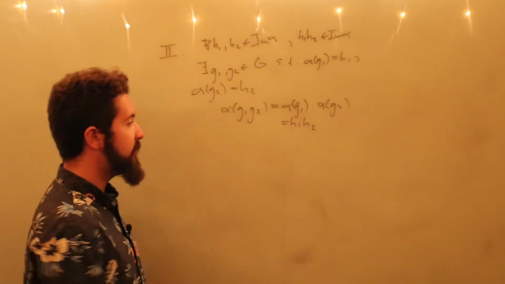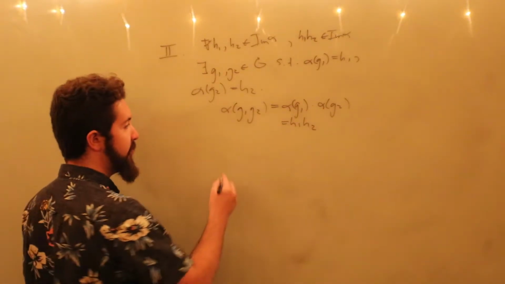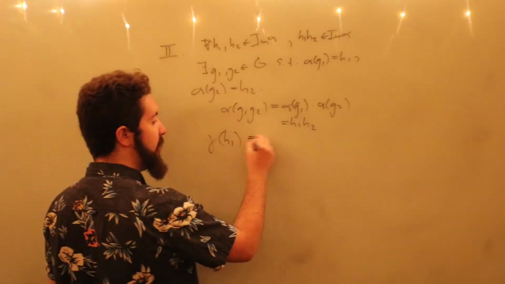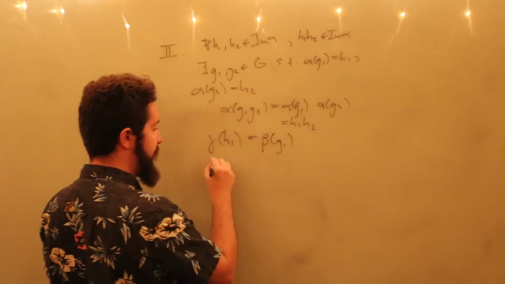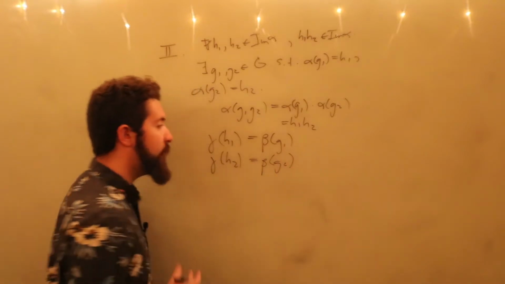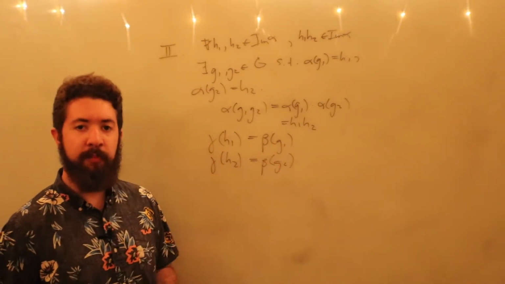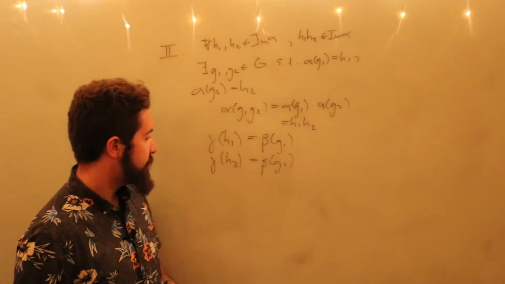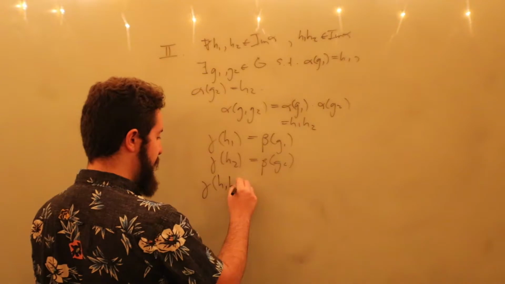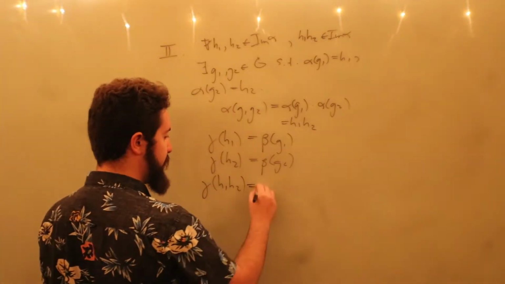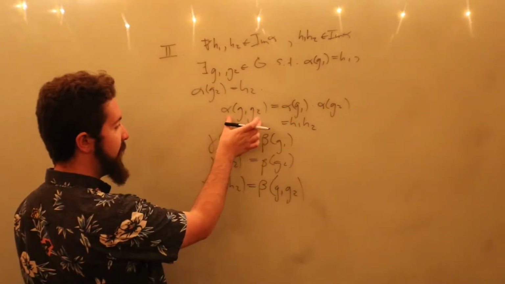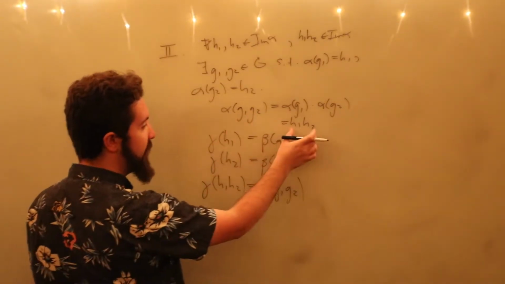Now for whichever G1 and G2 we picked in G, it's going to be true that gamma of H1 is defined to be beta of G1, and gamma of H2 is defined to be beta of G2, for whichever G1 and G2 we pick, because they're not necessarily unique. And also by the definition of gamma, we would have that gamma of H1 times H2 has to be equal to beta of G1 G2, since we saw that alpha maps G1 times G2 to H1 times H2.